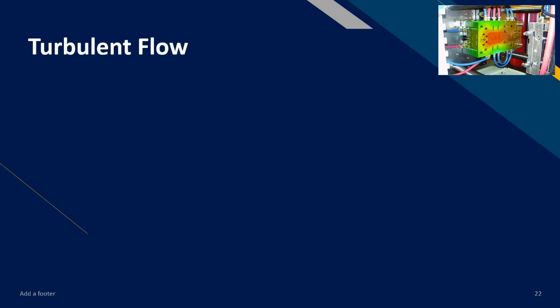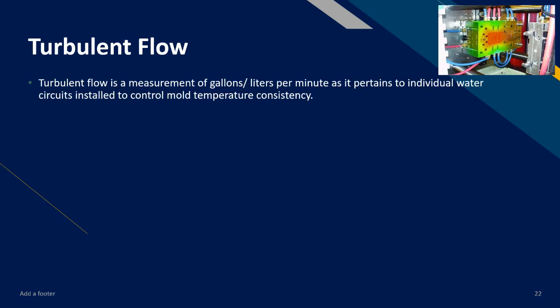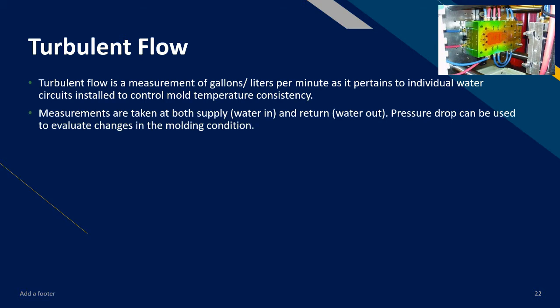Turbulent flow is another process measurable that you should be taking into account. It's a measurement of GPM, or gallons or liters per minute, as it pertains to individual water circuits installed to control mold temperature consistency. Now, these measurements would be taken at both supply and return, and pressure drop can be used to evaluate changes in the molding condition.